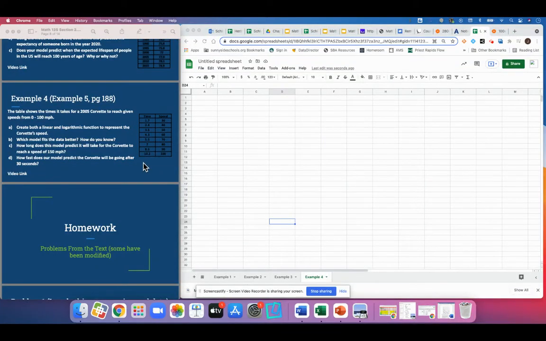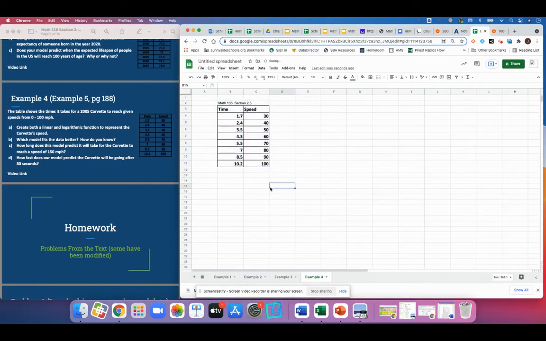Back with our last example, example 4, and in this one we've got a 2005 Corvette, and a table that shows how long it takes for a Corvette to reach each of those given speeds. So let's get this copied over here so we can take a look at it. And it looks like the Corvette is going 100 miles per hour just after 10 seconds pass.